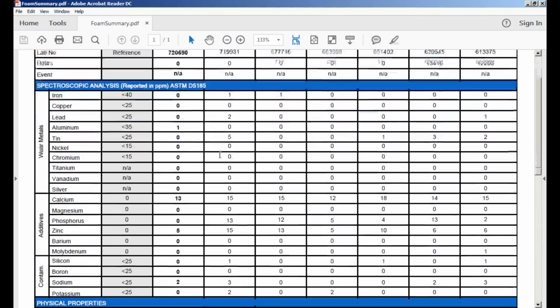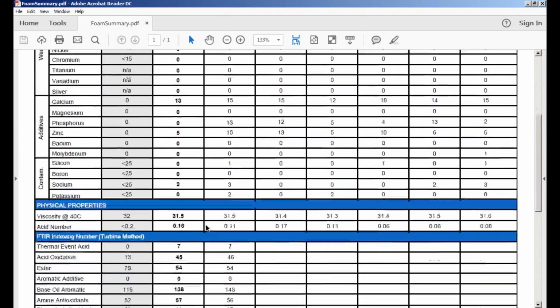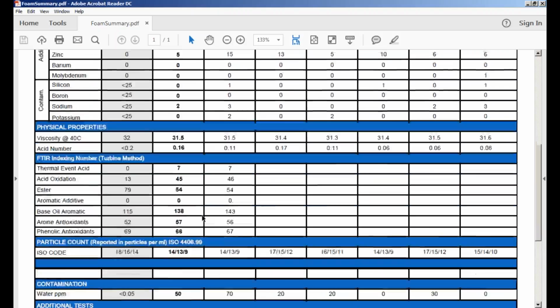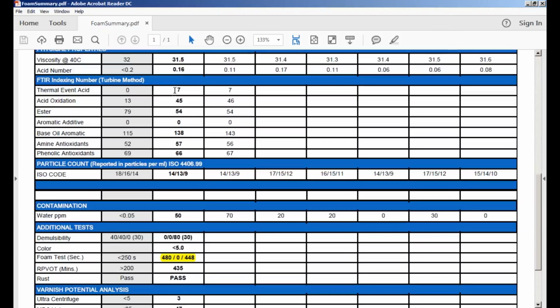So here's our summary page. I'm going to just quickly go down through it. We have the elemental spectroscopy. Again, here we have this calcium. That's not really a great sign, and historically it's been in the system for a while. But otherwise, these other numbers on that spec look pretty decent. It's ISO 32. The TAN is okay. And our IR doesn't look too bad here. The acid oxidation is a little bit elevated, but that's not really going to be my main focus right now. It's clean. It's dry.